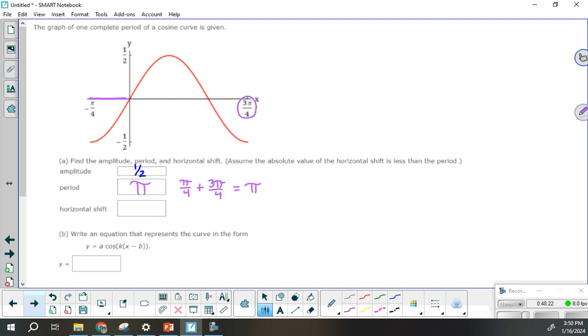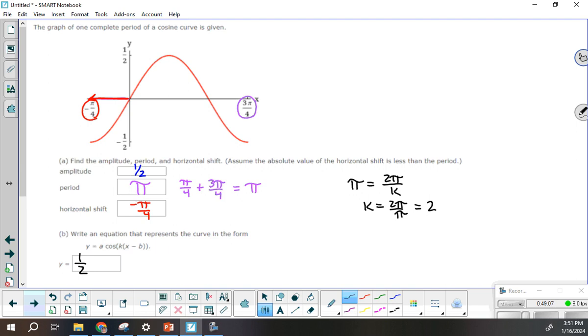Now, horizontal shift. Here's my shift. We went left. Negative pi/4 is my shift. Because we went left, you have to include the negative. Now, write an equation that represents the curve of the form given. Again, if your period is pi, you have to do this in reverse. If pi equals 2 pi over k, you can easily see then that k equals 2.